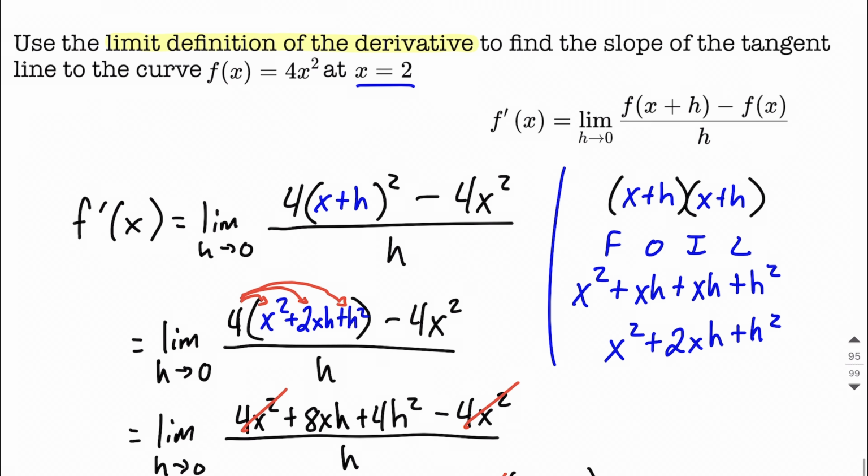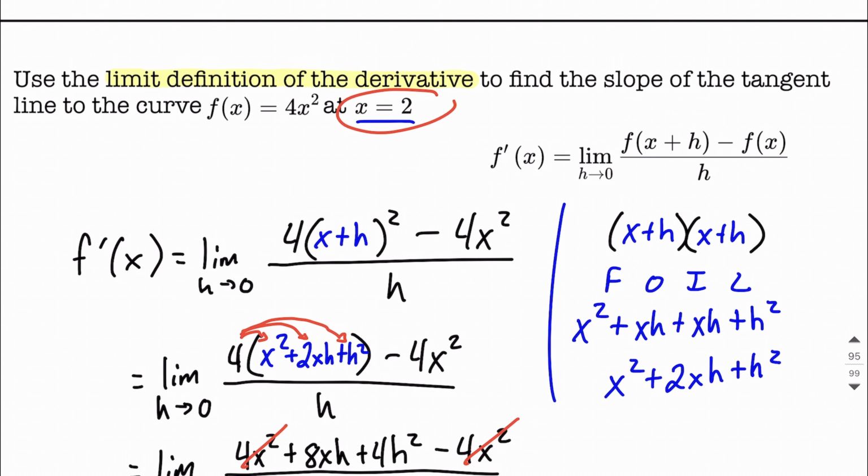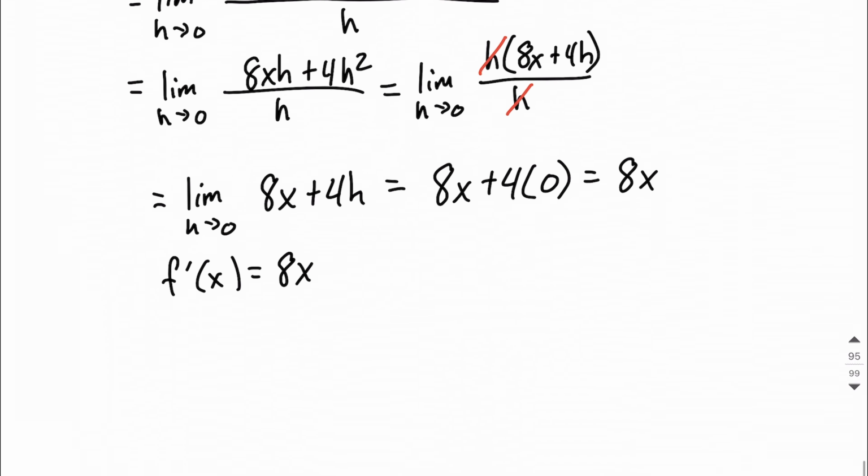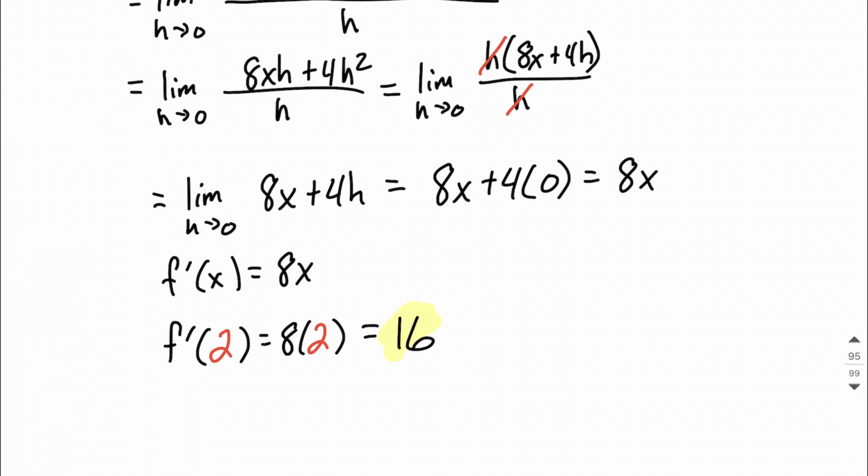However, let's be careful. On our problem, they want us to evaluate it at x equals 2. So what we're going to do is take this value of x, take it down to our derivative, and replace x with that value of 2. So in our case, we get 8 times 2 is going to be 16. So that means that's our solution. That's the instantaneous rate of change evaluated at x equals 2.